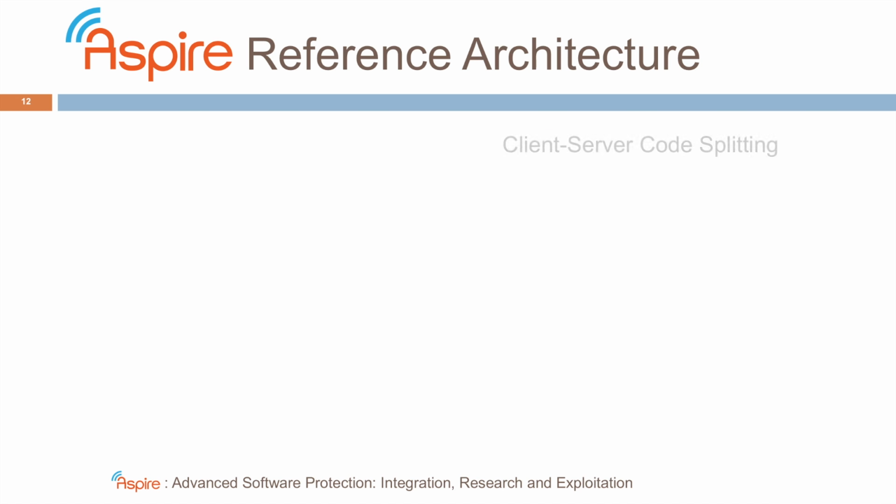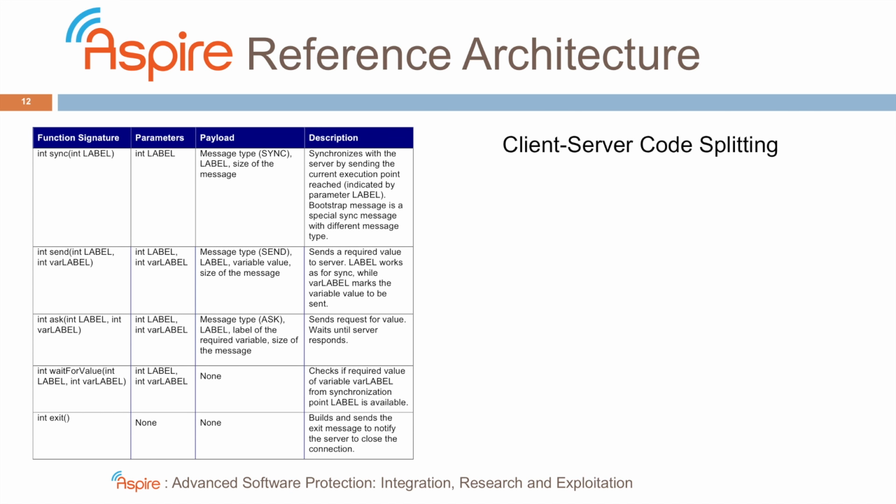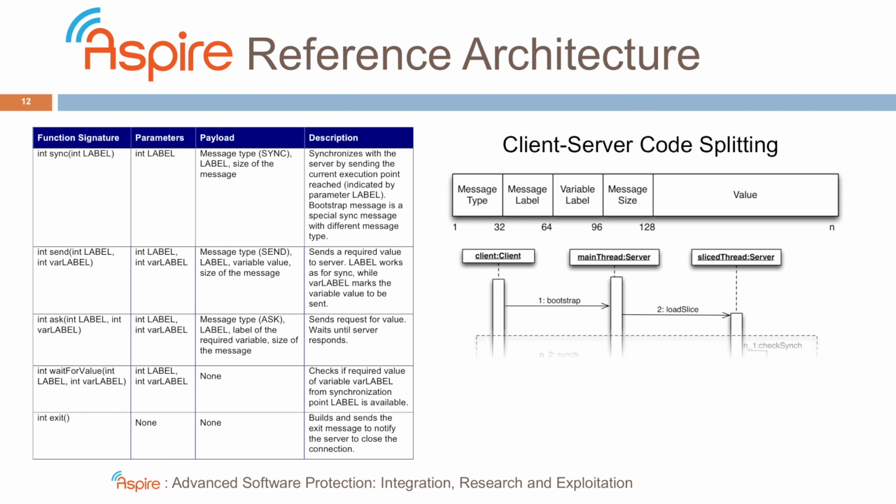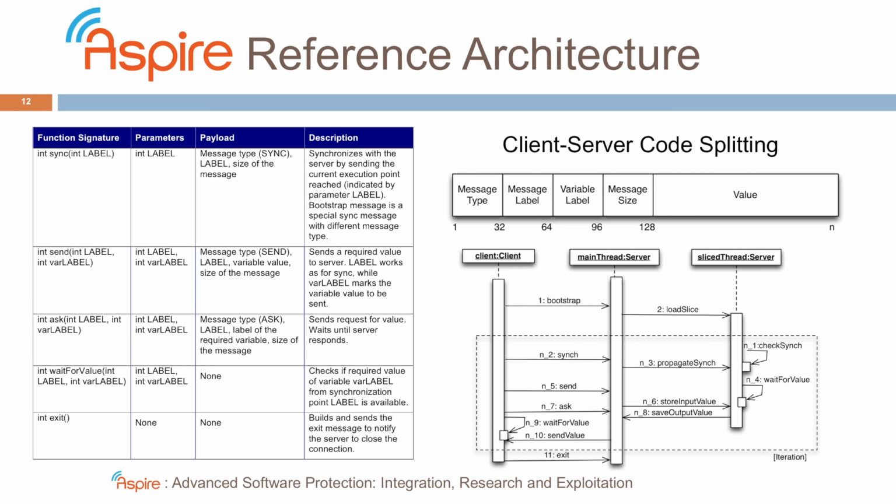For other protections, like client-server code splitting, we provide more details. For example, we document the whole API, we document what the packets look like, and we document the whole sequence of communication by means of a sequence diagram.